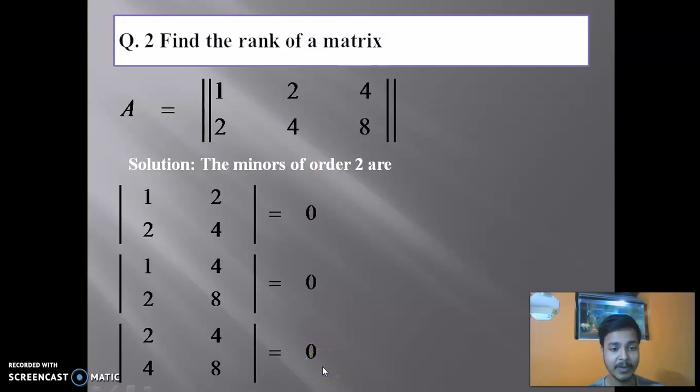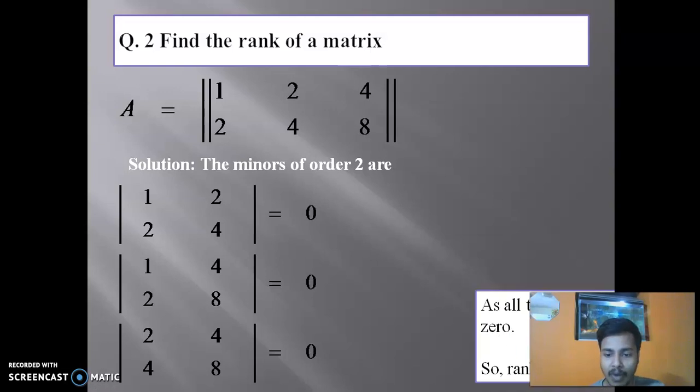So what can you say about the rank of this matrix? As all the minors are 0, the rank of the matrix cannot be equal to 2. So what is the rank? Rank should be 0 or 1. But as we have already seen in a remark, the rank of a matrix cannot be 0, because 0 rank will be of a zero matrix, but this is not a zero matrix. So what is the rank of this matrix? Not 0, not 2. So the rank of the matrix is 1. That's correct.